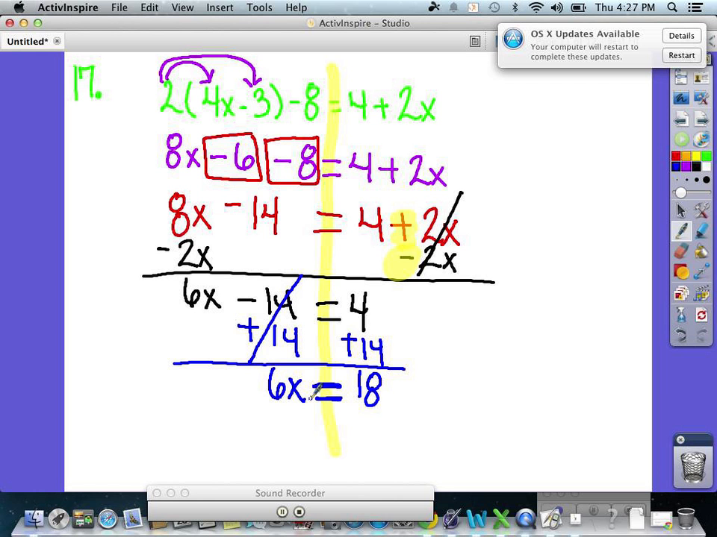Now we need to get x by itself. We're going to divide by 6 on both sides. Very good. Divided by 6. That will cancel out. Now, x is equal to 3. Your answer should be 3. That was number 17.